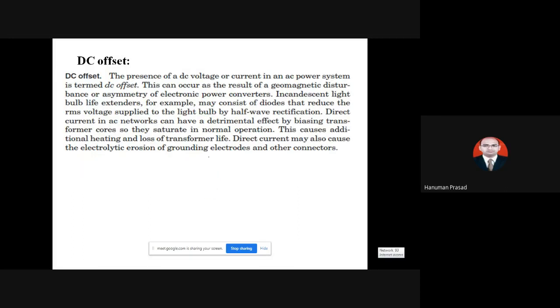What is DC offset? The presence of DC voltage or current in an AC power system is defined as a DC offset. It means we require DC, but sometimes it is not pure DC, it contains some portion of AC.